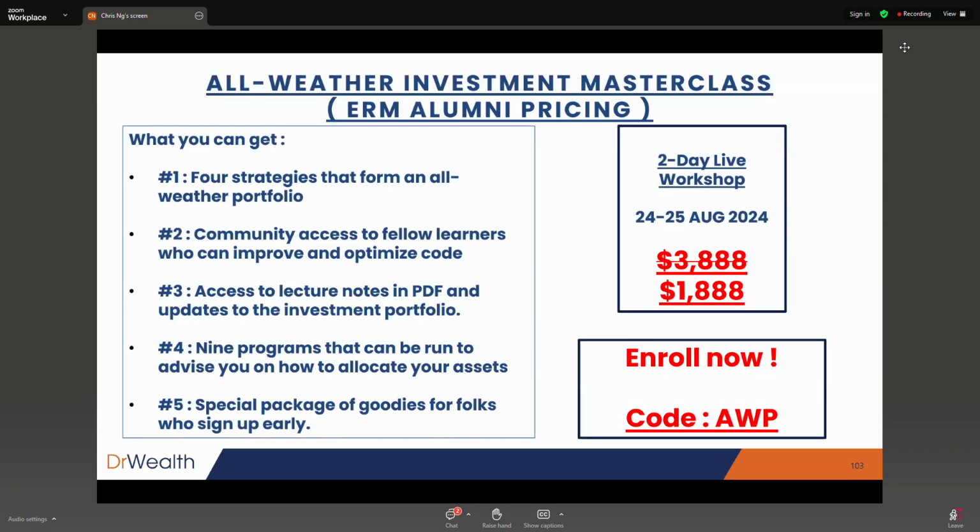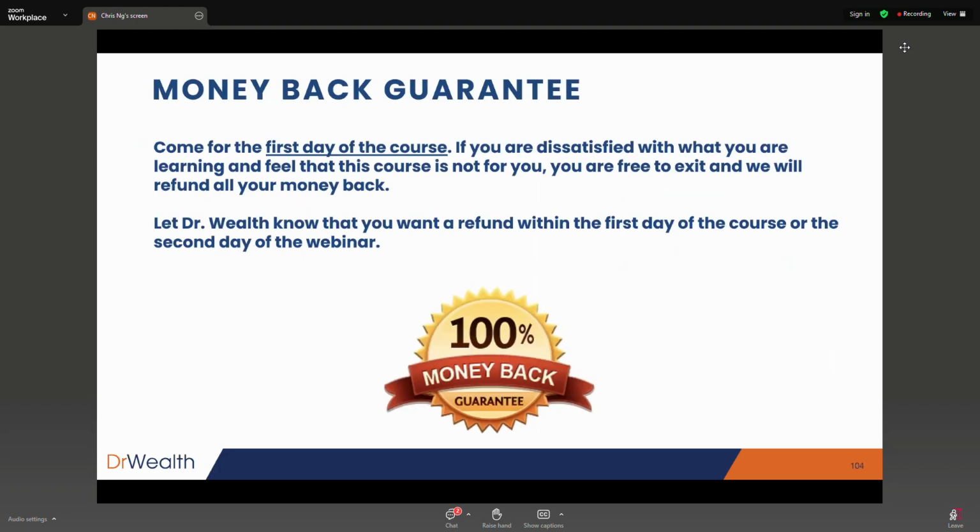Okay, and so this summarizes everything that we have. All right, the 2-day workshop, the date is not accurate. We are running a course on the 30th to the 31st of August, right? $1,888. All right, you can enroll now. Okay. If you come for the first day of the course, you're dissatisfied with what you're learning, you feel that this course is not for you, then feel free to exit. We will refund all your money back, right? And just don't come for the second day of the webinar.